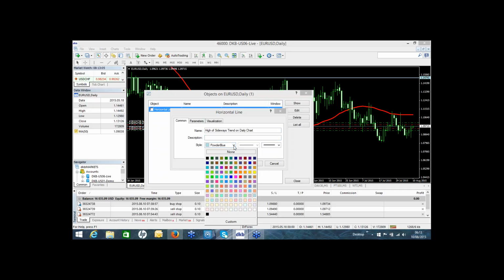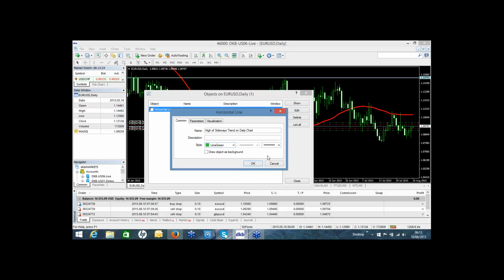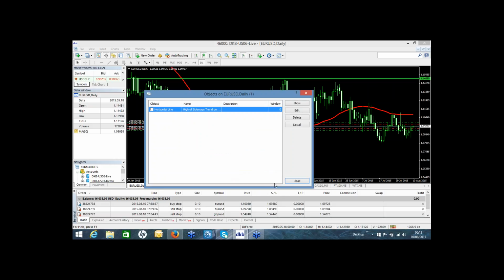Just look for, let's see, what color should I use? I usually use white for my day trading sideways trend. Let's see. Let's go for lime green. Use lime green. And there we go.